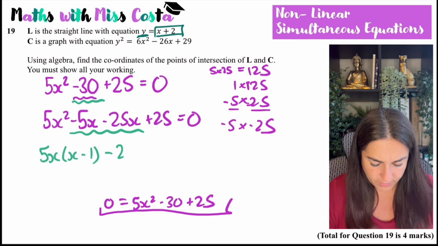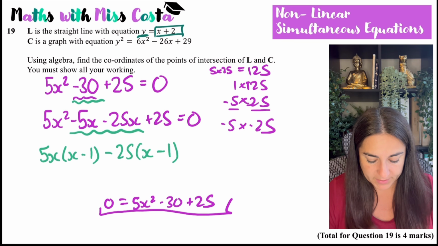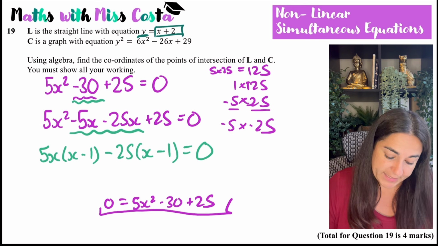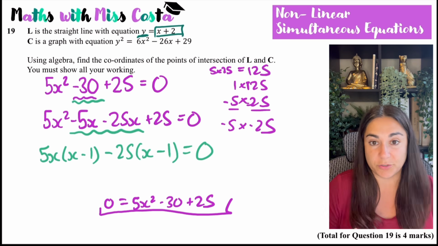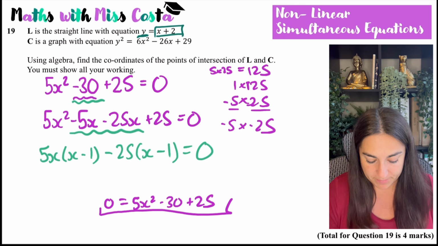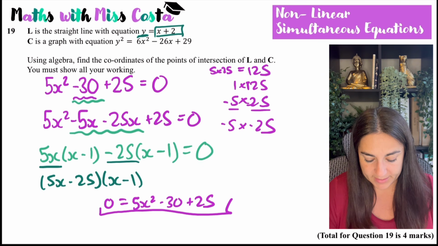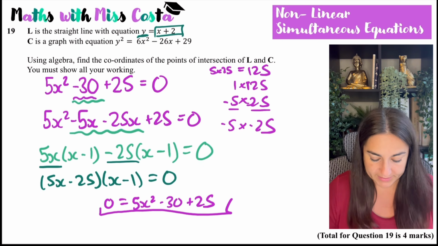Yeah, 25. And then x would have to be minus 1, because minus times by a minus gives you a positive. So then we combine our brackets. If you don't know this method, just use the quadratic formula. It's a calculator paper. So you've got 5x minus 25, you combine them. One bracket is going to be 5x minus 25, the other is going to be x minus 1.